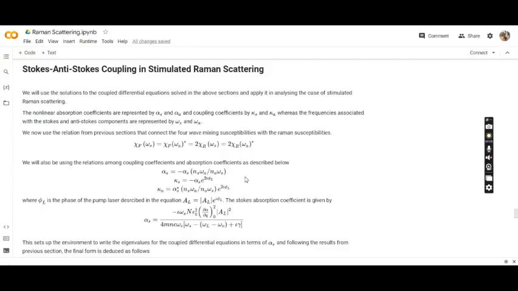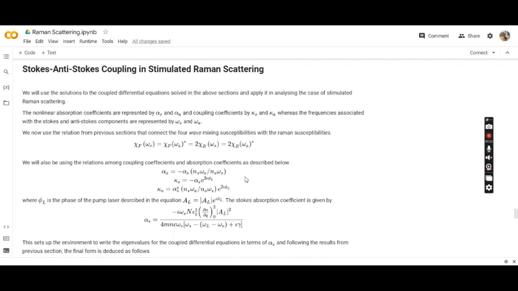Hello everyone, my name is Meet and I'll be carrying forward this discussion on stimulated Raman scattering, and my topic is Stokes anti-Stokes coupling in stimulated Raman scattering. Now that we are all set up and have solved the coupled differential equations, we can use the solutions in analyzing stimulated Raman scattering.